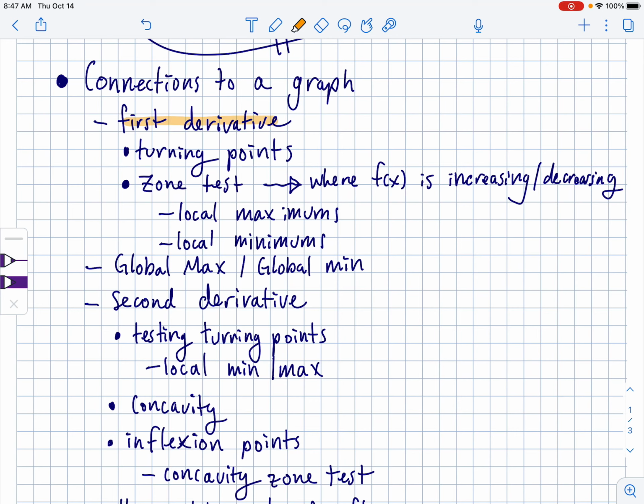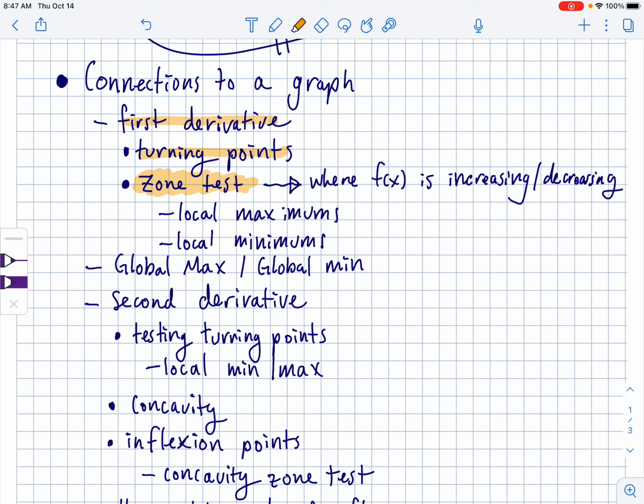So, the first thing we're going to talk about is the connection to a graph. For a while now, we've been talking about how if you take the first derivative and set it equal to 0, you can solve for turning points. That solving might involve factoring quadratics or factoring common monomials, usually factoring or just straight up solving in our usual solving ways.